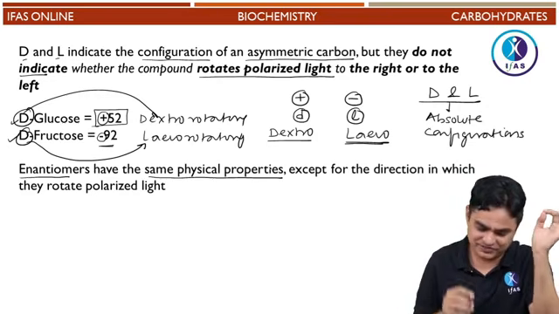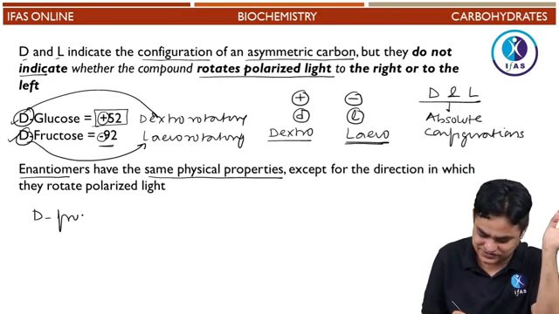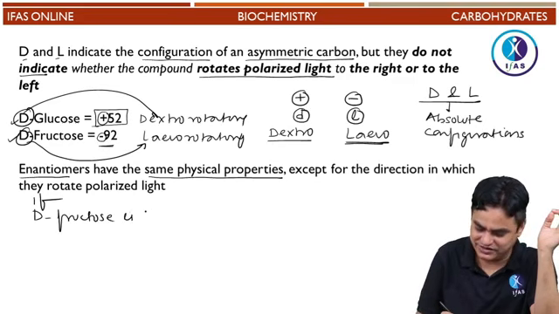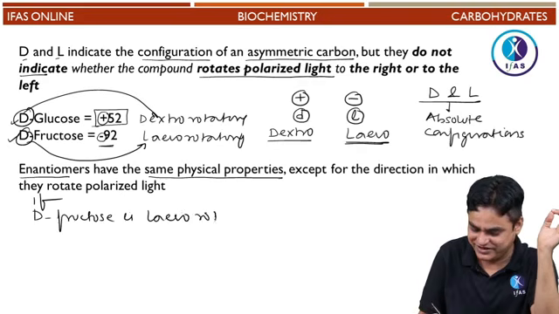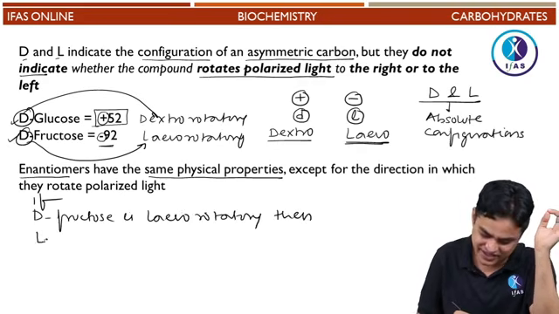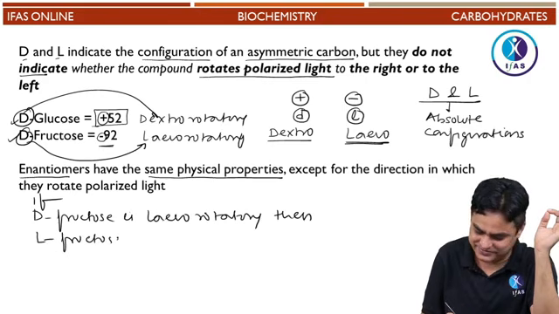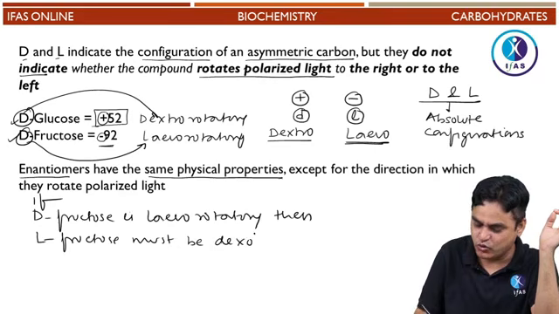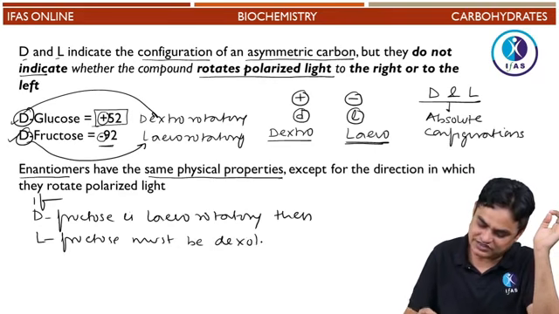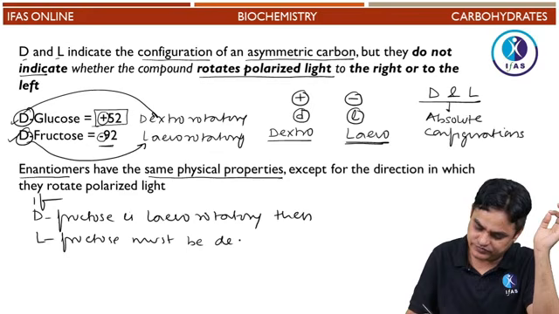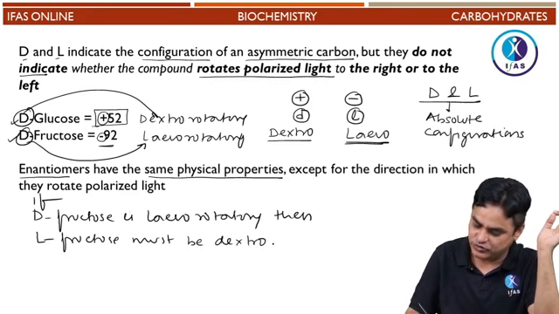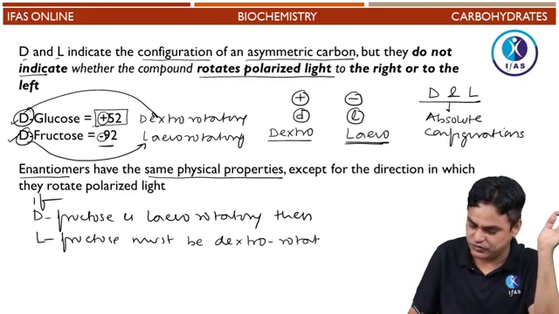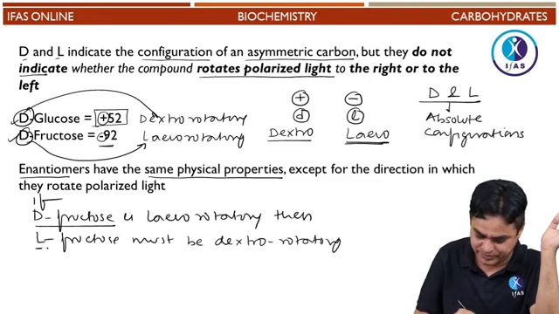If D-fructose is levorotatory, then you can say that L-fructose must be dextrorotatory. There is no correlation, but at least if you know about one form, you can predict about the other form, because both these forms are mirror images.